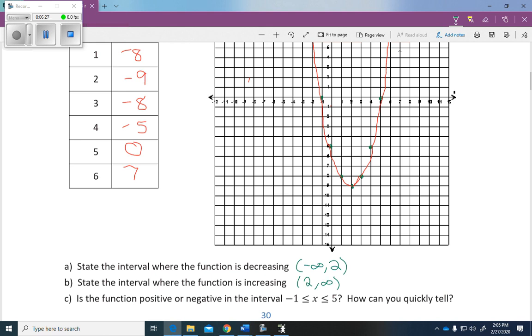Just like in our absolute value functions, this is an important point. It is a vertex, so it's the same name as what it was in absolute value functions, or we can call it a turning point.